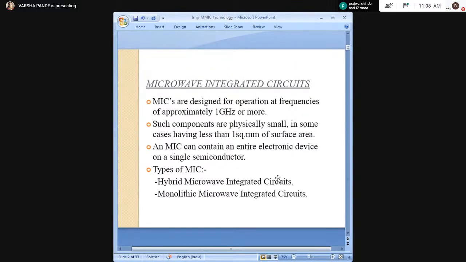Now what are microwave integrated circuits? MICs are designed for operation at frequencies of approximately 1 gigahertz or more. That means for microwave frequencies, microwave integrated circuits are designed. There are two types of microwave integrated circuits: hybrid microwave integrated circuits and monolithic microwave integrated circuits. What is hybrid and what is monolithic, we will see. But in detail, we are going to see only the monolithic microwave integrated circuits.